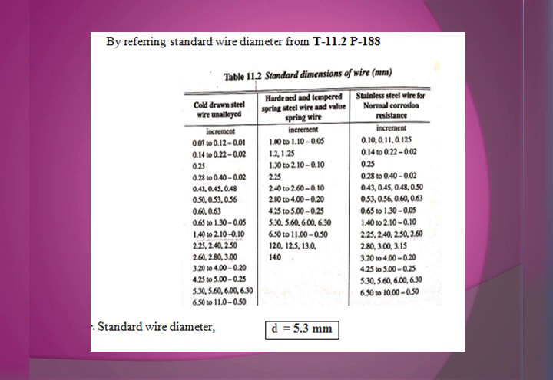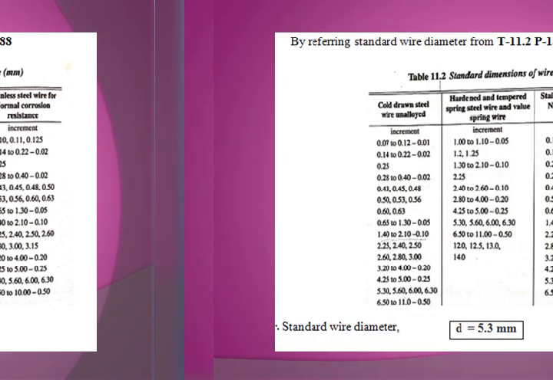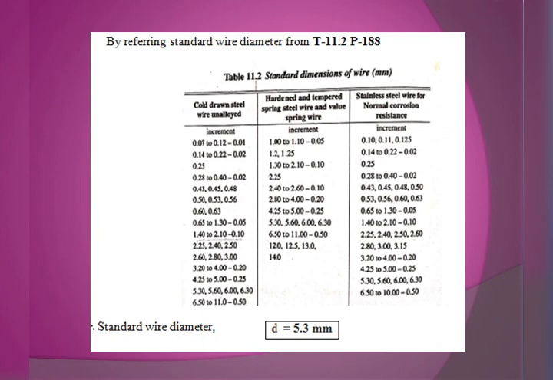It is not final. Now we are supposed to refer to table 11.2, page number 188. In that particular table, some standard dimensions of wire he has given for cold drawn, hardened and tempered spring and stainless steel with normal corrosion resistance. So these are the various conditions. Generally, springs are made with cold drawn. In that, now we'll go for the dimensions with the increment he has given. So the nearest value to that 5.22 is 5.3. Next value is 5.6, like that it is there. So we'll go with 5.3 only. So standard wire diameter d is equal to 5.3 mm. This is the wire diameter.